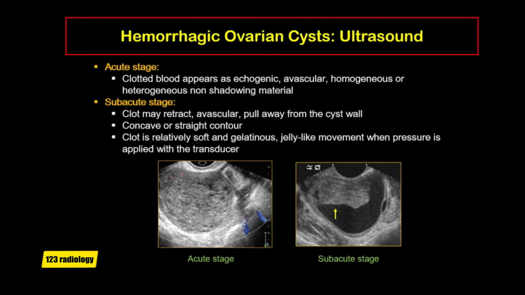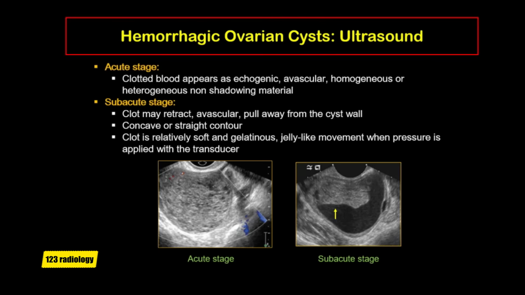In the acute stage, a hemorrhagic ovarian cyst contains clotted blood, which at ultrasound manifests as intensely echogenic, avascular, homogeneous or heterogeneous, non-shadowing material. At this stage, a hemorrhagic cyst may simulate a solid mass. In the subacute stage, the clot may retract, remain avascular, and pull away from the cyst wall. Its surface is often undulating, and it has a characteristic concave or straight contour.